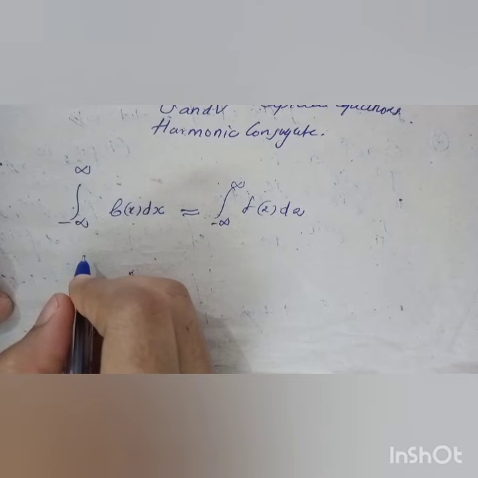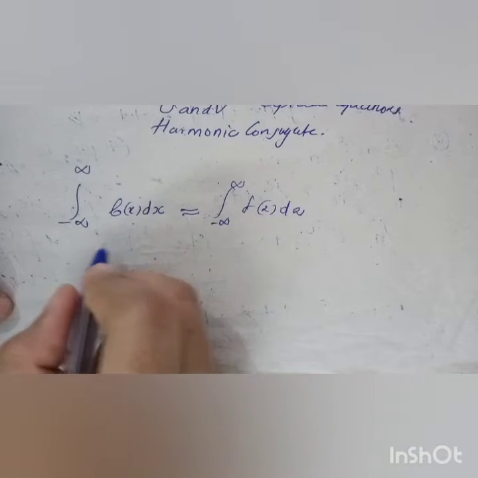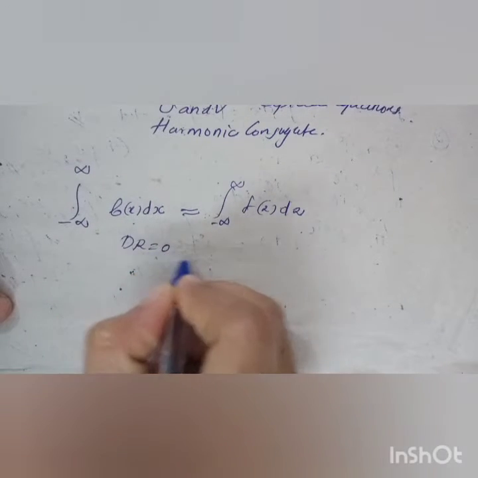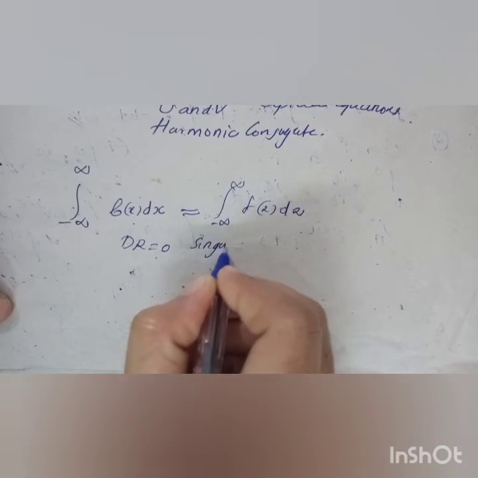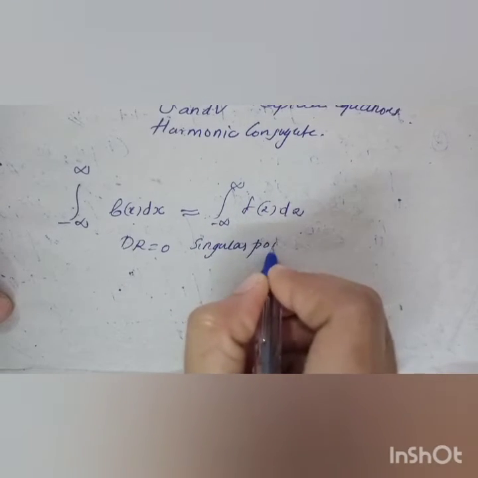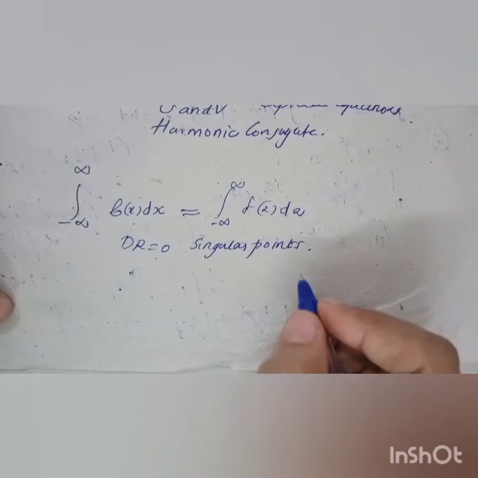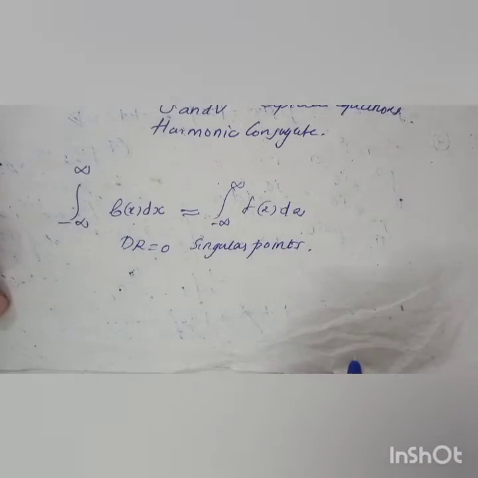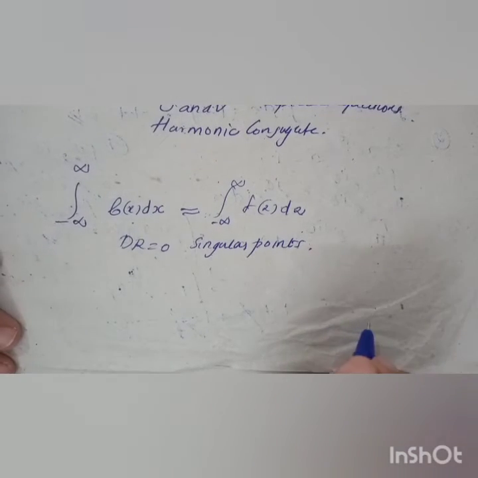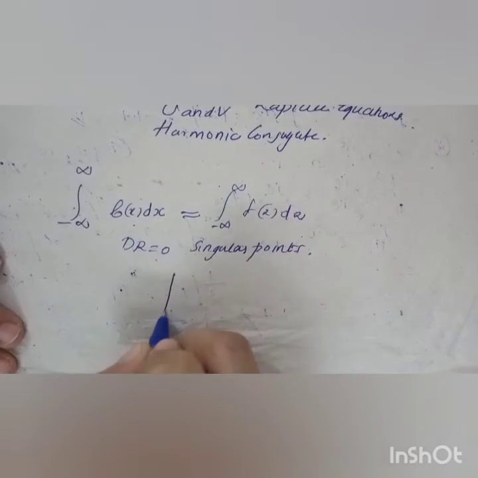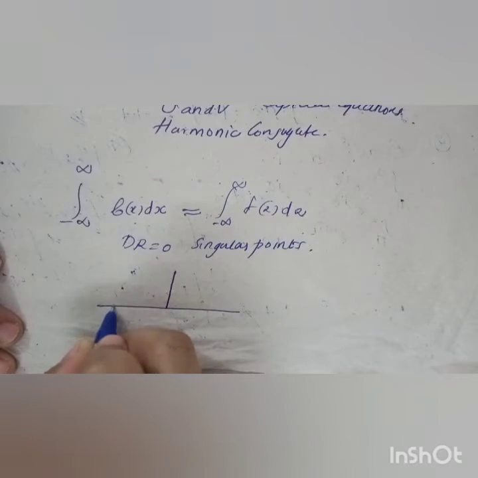And we know how to find the singular points: equate the denominator with 0 and we get the singular points. After that, you have to take the singular points selectively, because it is from minus infinity to plus infinity like this.